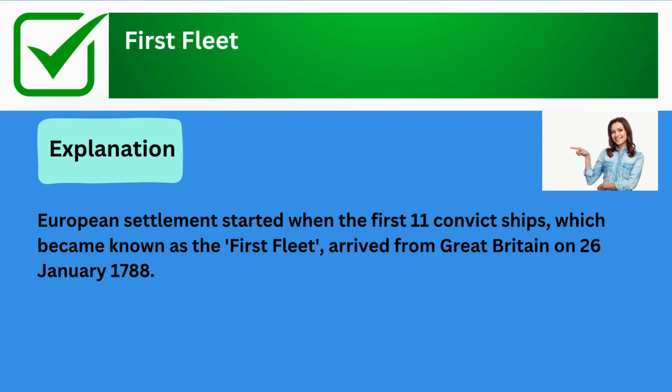The correct answer is First Fleet. Explanation: European settlement started when the first 11 convict ships, which became known as the First Fleet, arrived from Great Britain on 26 January 1788.